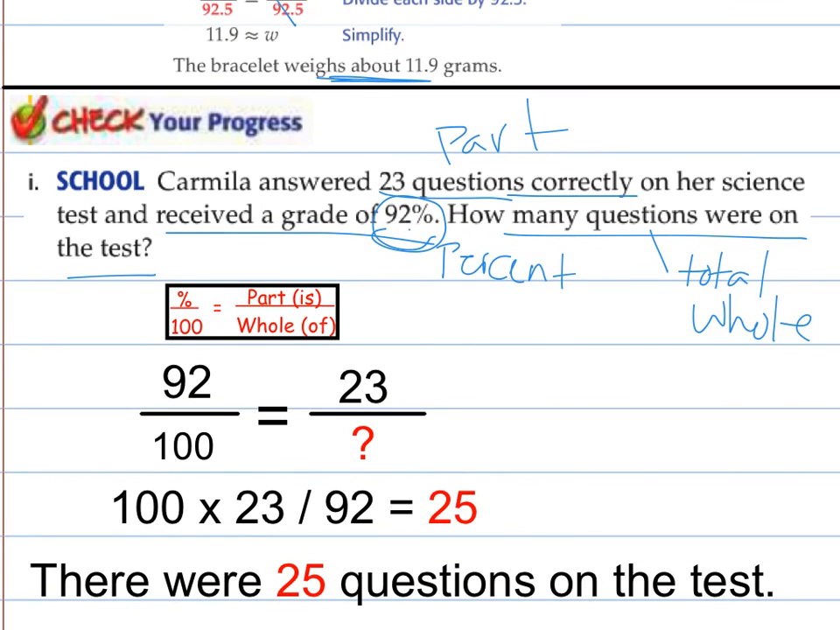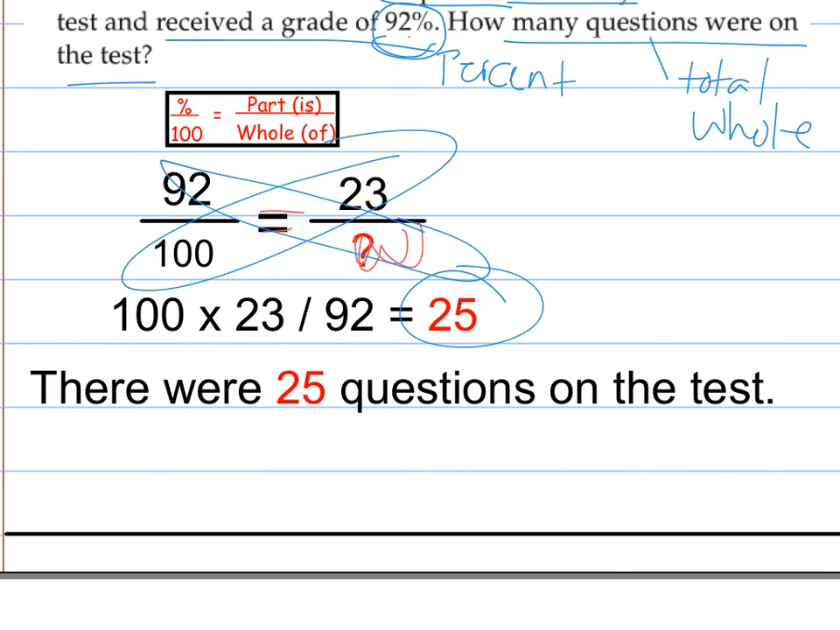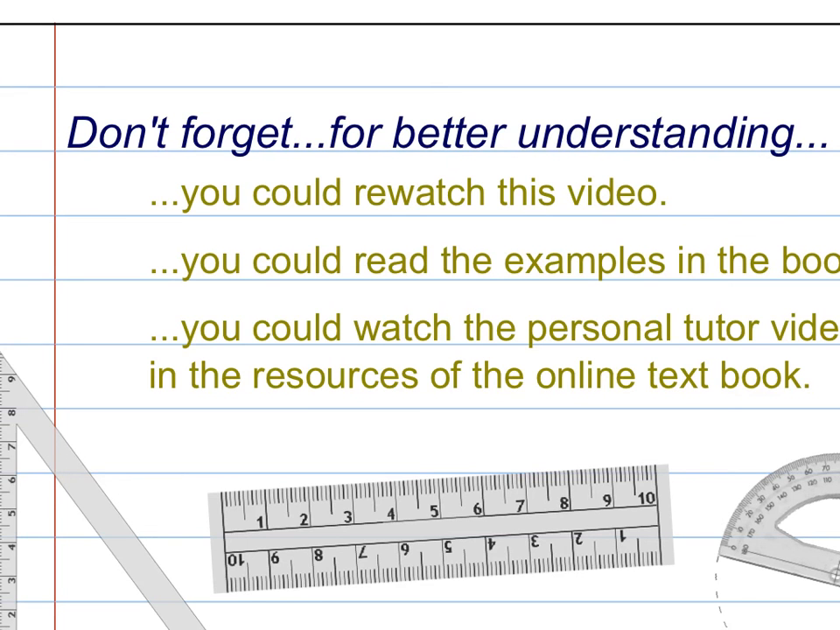So 92% is 92 over 100. That's equal to 23 out of how many questions? W. So we cross multiply, then divide by the 92 to get W alone. We get 25. That means that there are 25 questions on the test. A lot of info there, but again, making sure that you're just reading carefully, knowing is and of and percent and where they go in the proportion.